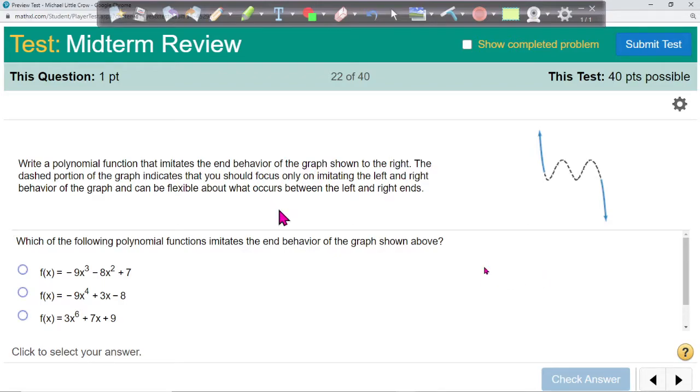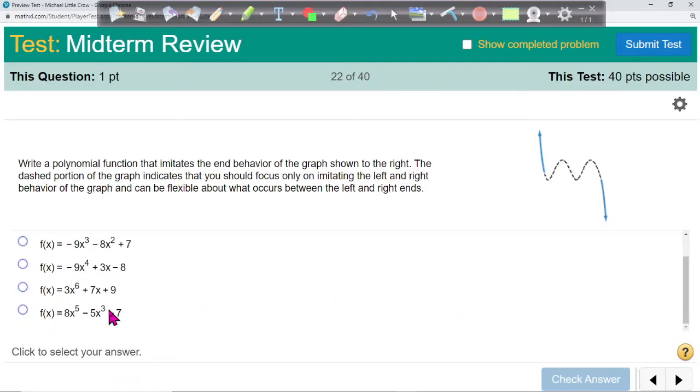So what we can do is, certainly this 9x to the 4th, no way, that's even. 3x to the 6th, no way, it's even. So we've got this x cubed, and then we probably have one more down here, x to the fifth. So is it x cubed or x to the fifth? Well, again, we don't know what's happening in the middle, but what we do is we look at the positive and the negative.